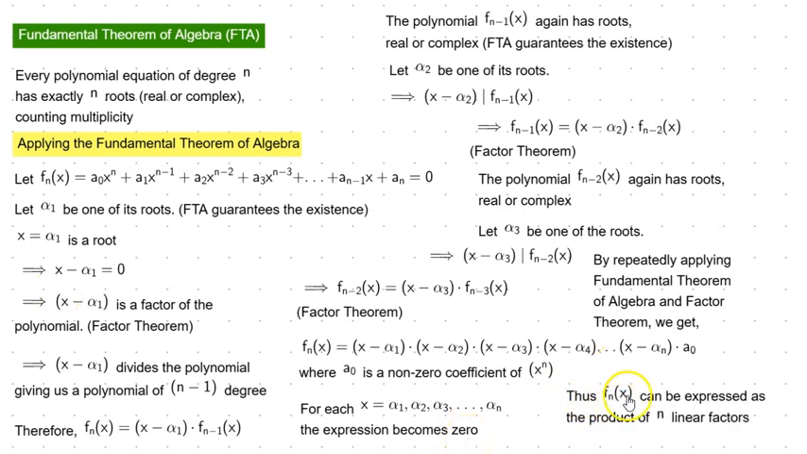Thus, f_n(x) can be expressed as the product of n linear factors. So that was the fundamental theorem of algebra. That's it for now.